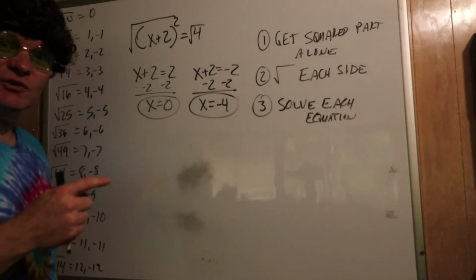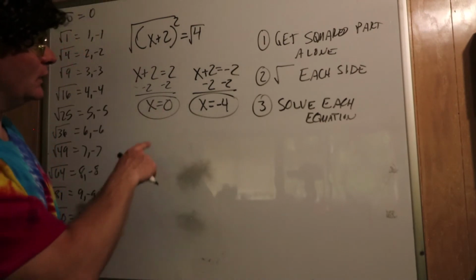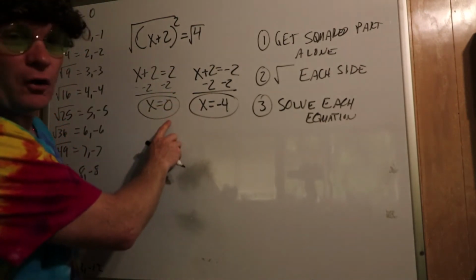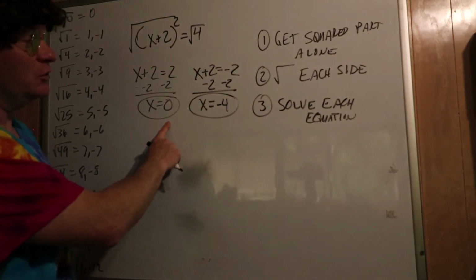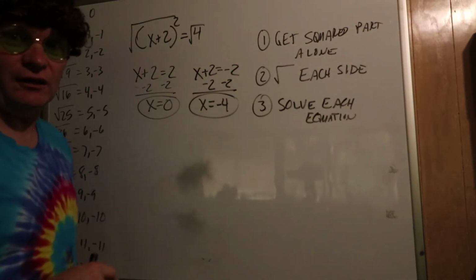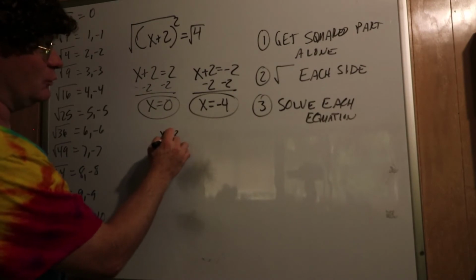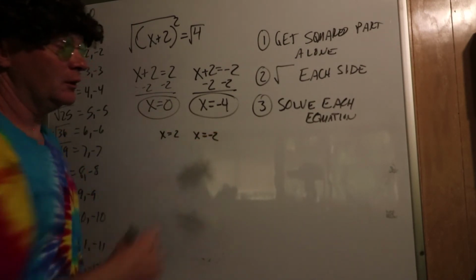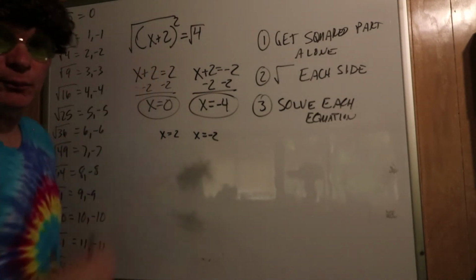The most common mistake I saw you cats making last week, or Mr. Young saw you guys making, is you would solve the first one and then you would just assume the other answer was negative that. So if you got like x equals 2, you would think, oh, the other answer must be negative 2. But that doesn't work when you got parentheses, okay?